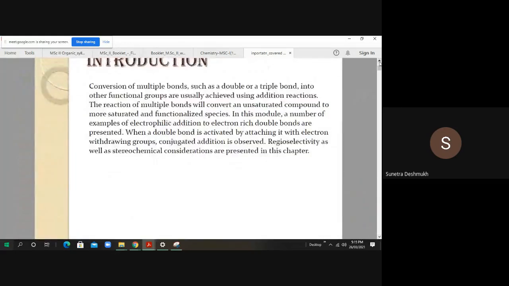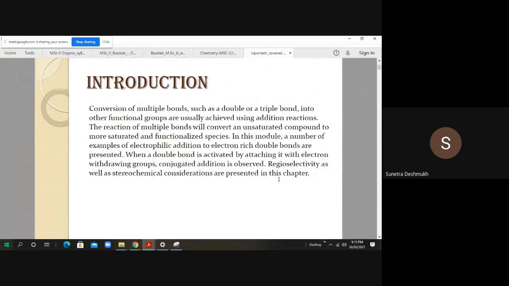Introduction. Conversion of multiple bonds such as double bond and triple bond into other functional groups is usually achieved using addition reactions. Reactions of multiple bonds convert an unsaturated compound to more saturated and functionalized species. In this module, a number of examples of electrophilic addition to electron-rich double bonds are presented. When a double bond is activated by attaching electron withdrawing groups, conjugate addition is observed. Regioselectivity as well as stereochemical considerations are presented in this chapter.